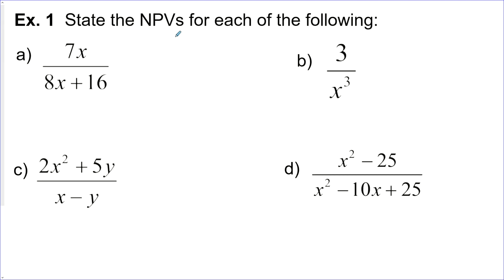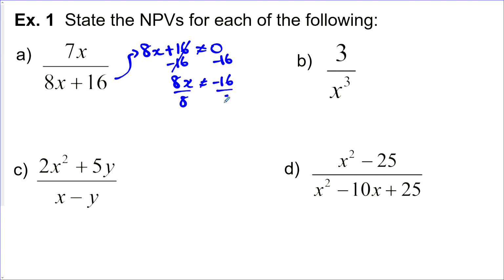Example 1, state the non-permissible values for each of the following. For the first one, 8x plus 16 cannot equal 0, because then we'd be trying to divide by 0. So do some algebra and solve for x. Subtract 16 on both sides. 8x cannot equal negative 16. And divide by 8 on both sides. Means x cannot equal negative 2. So our non-permissible value would be x equals negative 2.